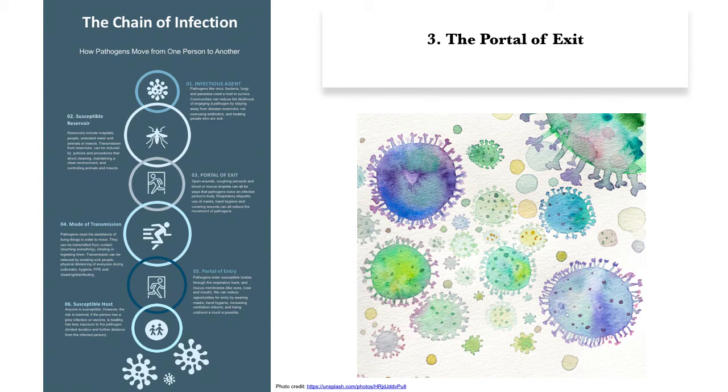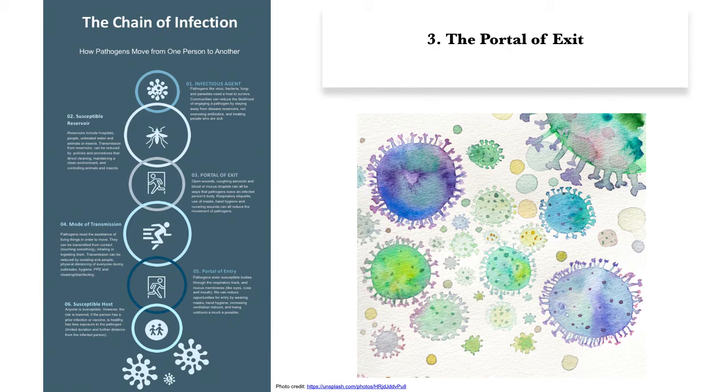So we talked about the agent itself and the reservoir of our bodies. Once we look at those links, then we might consider how we might interfere with the portal of exit. That means that if I was exposed and there was an incubation period and the virus was replicating in me, it has to find a way to get out.